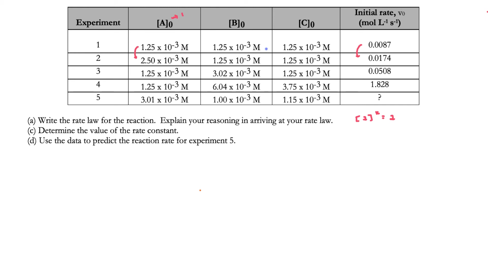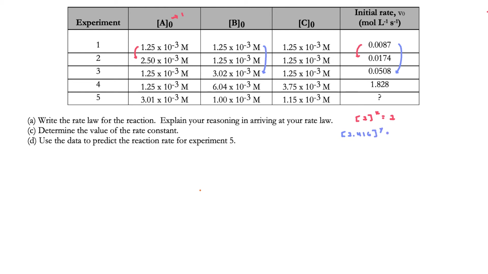All right, let's now determine the order for B. For this one, I'm going to go from experiment 1 to experiment 3. The reason I'm doing that is because my concentration of A stays the same, my concentration of C stays the same, so I can actually calculate how the change in concentration of B will affect my rate. If I take 3.02 times 10 to the negative third and divide it by 1.25 times 10 to the negative third, what I get is not a nice pretty number like we're used to. It's not a whole number, but that's okay. I get 2.416.